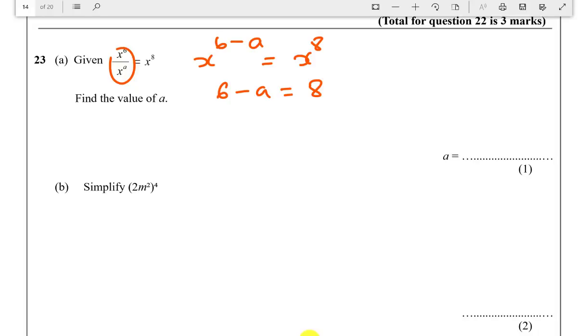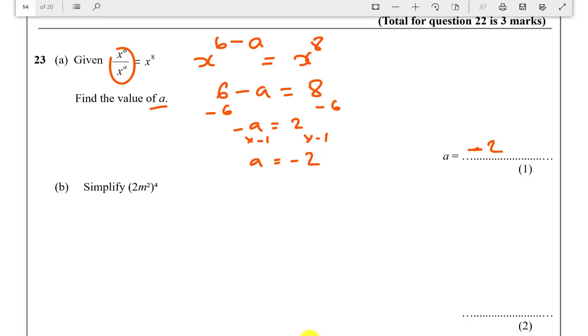Let's subtract 6 from both sides. That gives us minus a is equal to 2. Now we cannot have a minus a because we're finding the value of a. So we need to times by -1 both sides, and a equals -2. So the answer a is -2.